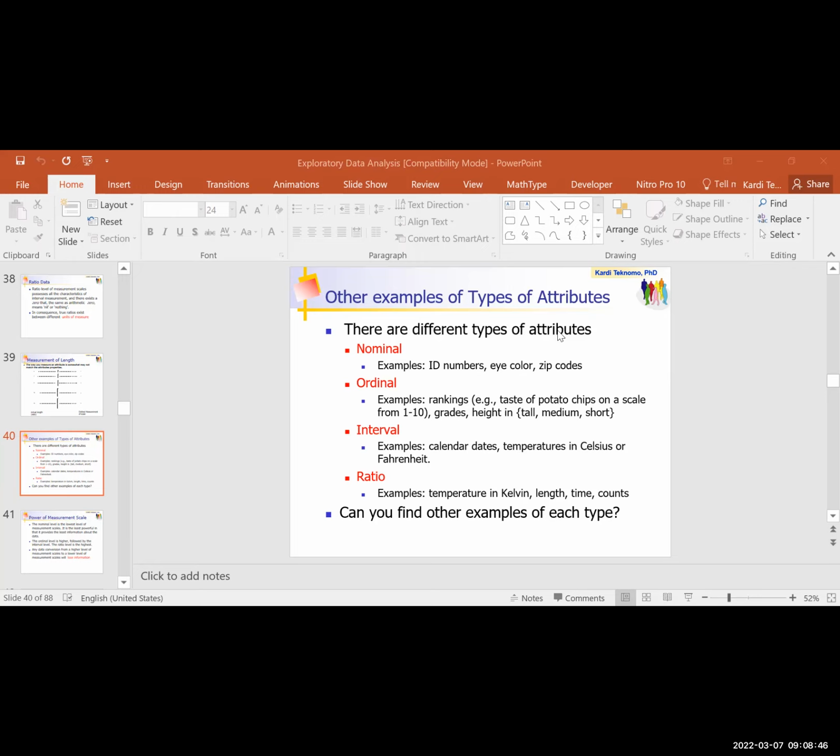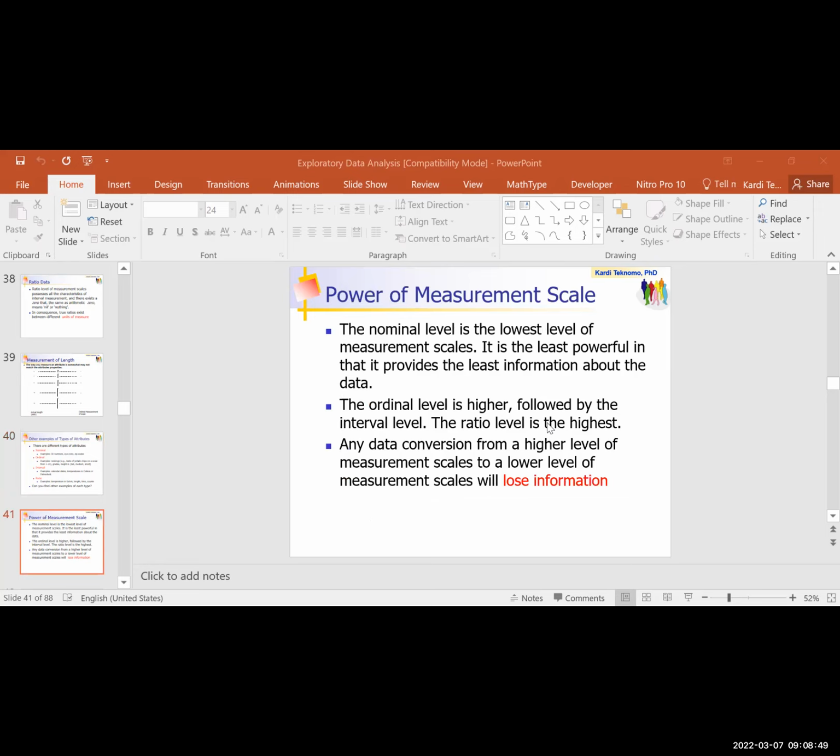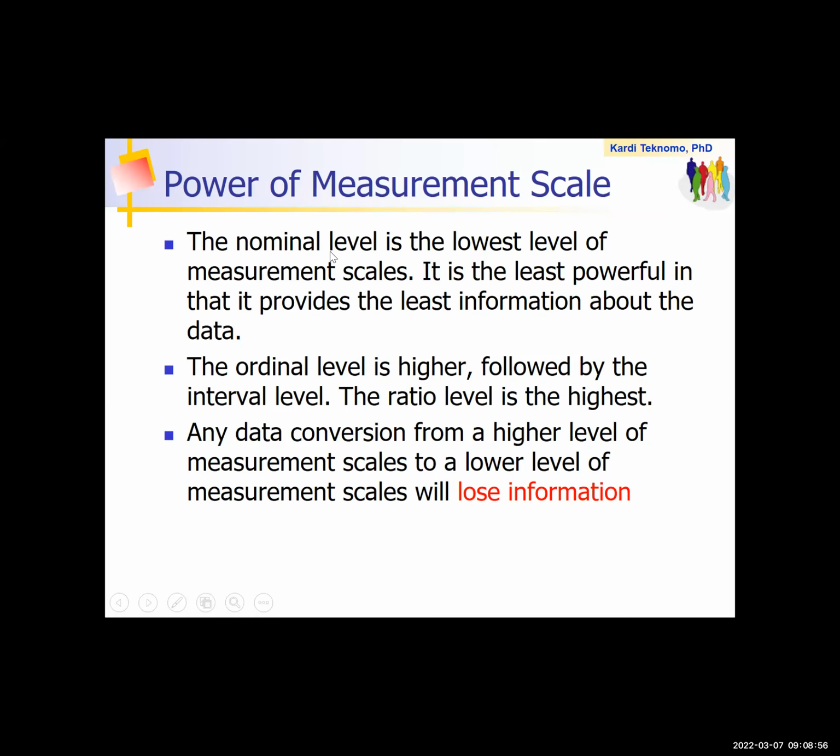Okay, so let's go to here. Nominal level is the lowest level of measurement scale. It is the least powerful, it provides the least information. So ordinal level is higher, followed by interval level, and ratio level is the highest. Any data conversion from a higher level of measurement scale to a lower level will lose information. I give you an example.